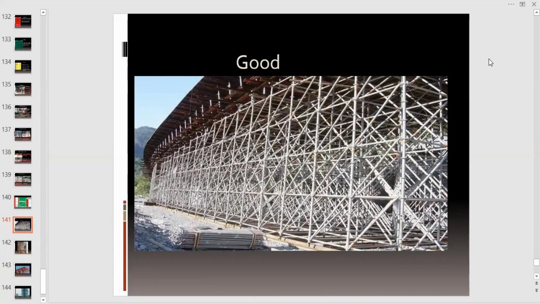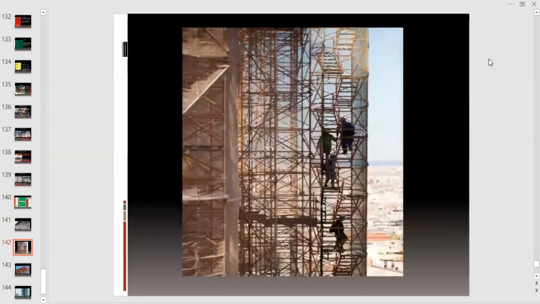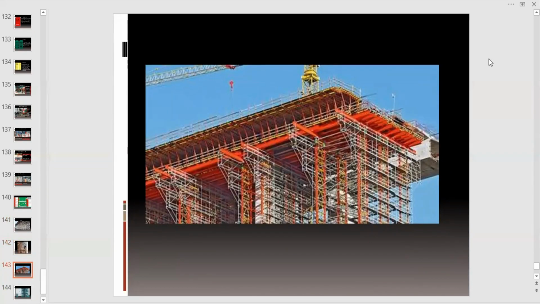This is an example of a good scaffolding structure. This is a good practice. Have a look. This is professional work. A good example of a solid scaffolding structure.